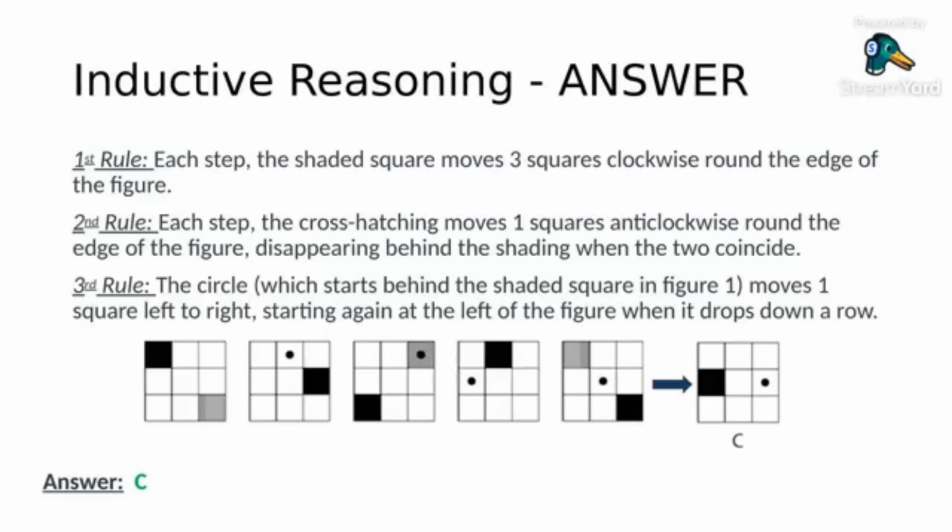Stripe. Here, merong block lang, tapos yung dot lang. Dito, tatlo rin yung nag-exist. So, bakit C yung sagot? Okay, so each step po kasi sabi nga, the shaded square moves 3 squares clockwise. So paano po ba ang clockwise? Pag sinundan natin yung clock, round the edge in the figure. So umiikot po siya.